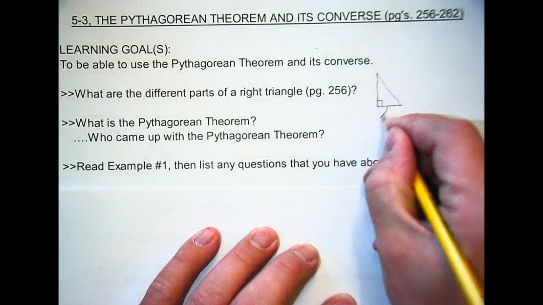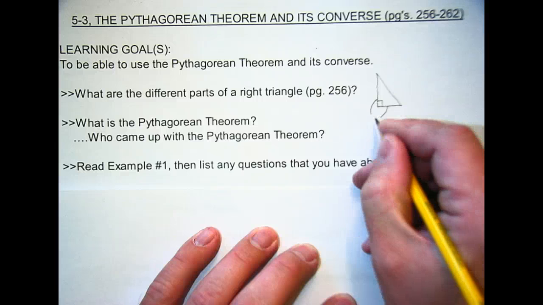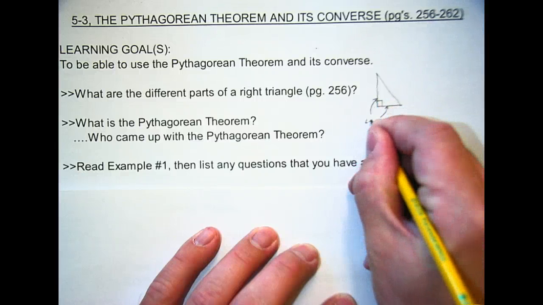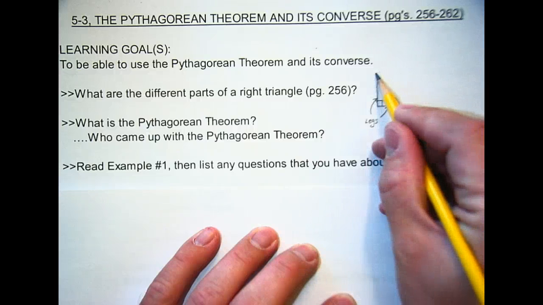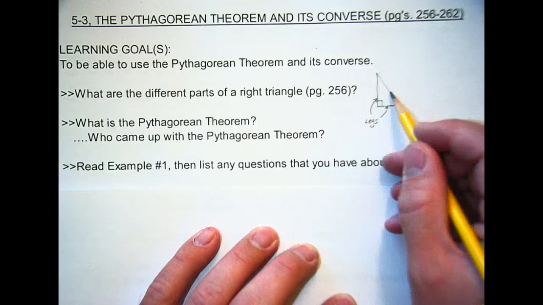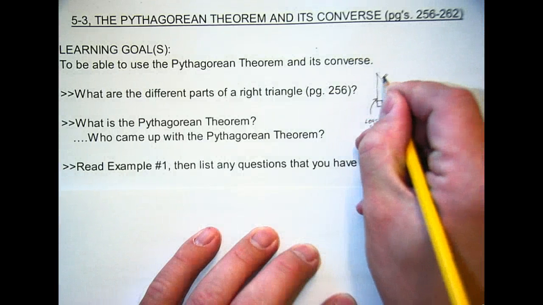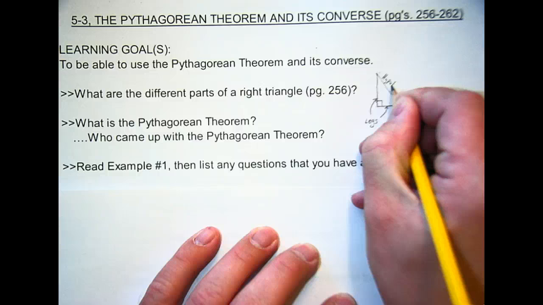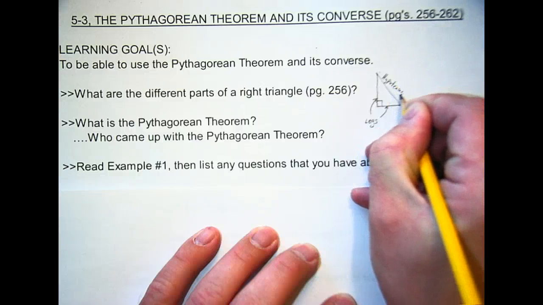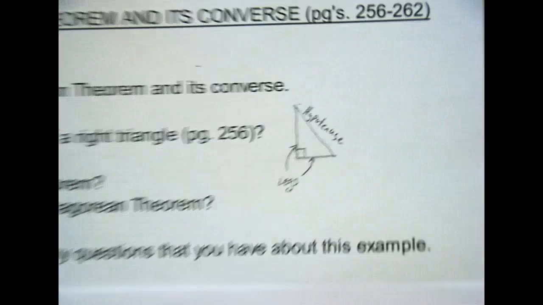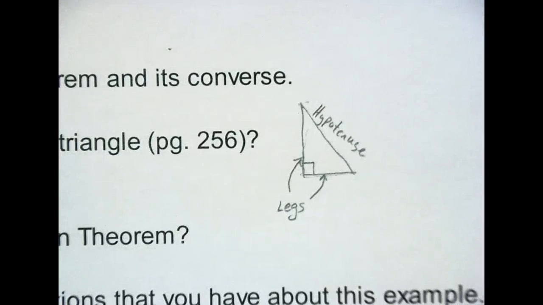So if you want to reference the actual names for these things, those are called legs. What's this long one across from your right angle? Yes, hypotenuse. Just so that we're clear, this long side is called the hypotenuse, and we have the legs.